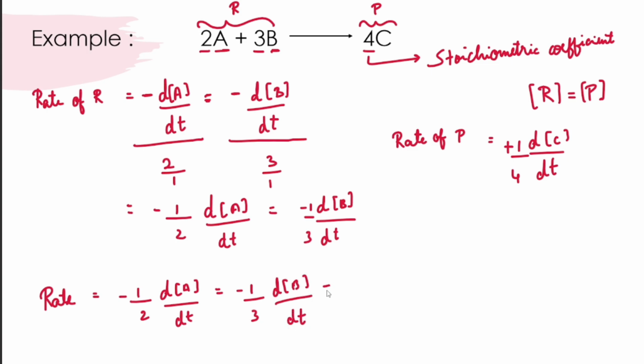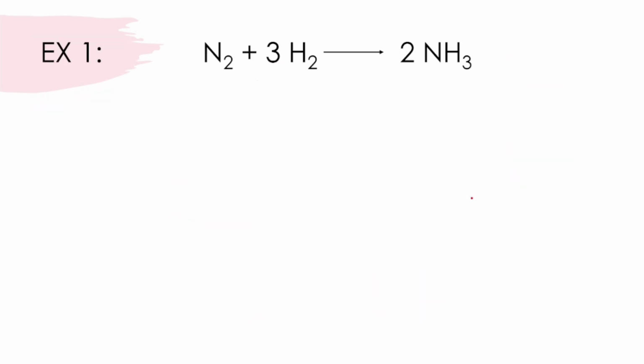You have to equate everything, rate of the R and rate of the P, equal to plus 1 by 4 dC by dt. That's it, student. It's so simple, right? So this is how you write the rate expression for the whole reaction. So now let's try the similar way for this reaction.